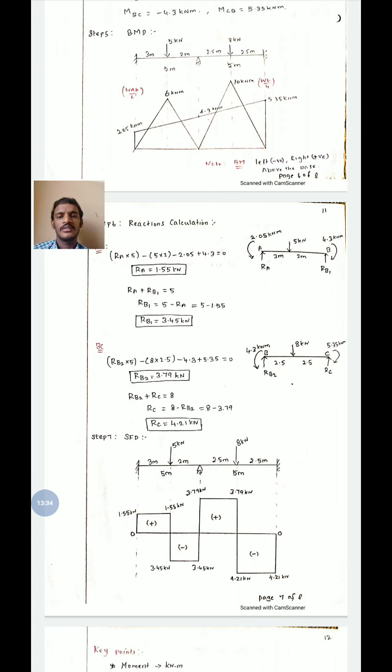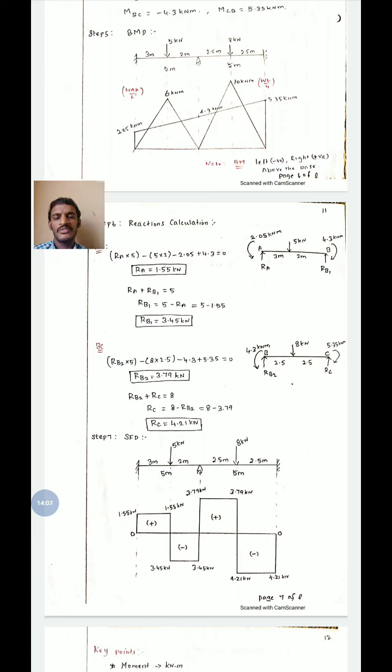Using these 4 values, we will draw the shear force diagram. The shear force diagram starts from the A end as 0. At the A end, the RA reaction is available, 1.55 kilonewton. Positive values are marked in the upward direction. Therefore, 1.55 is above the base, and there is no load up to the 5 kilonewton point. Therefore, a horizontal line is drawn.